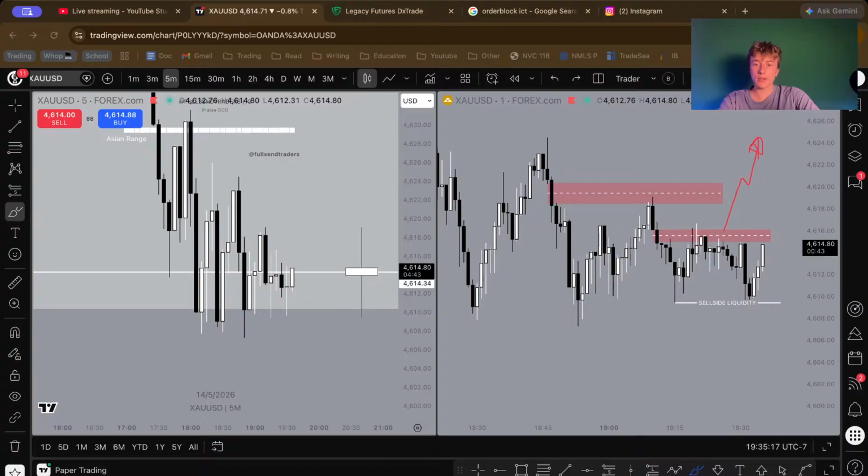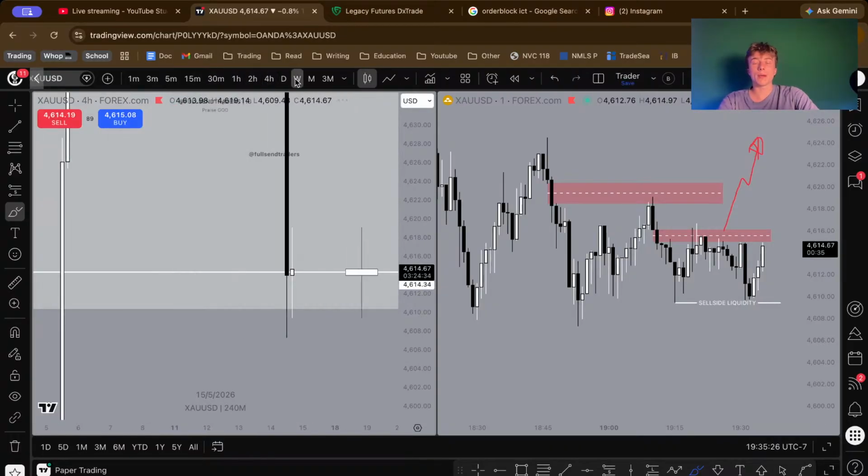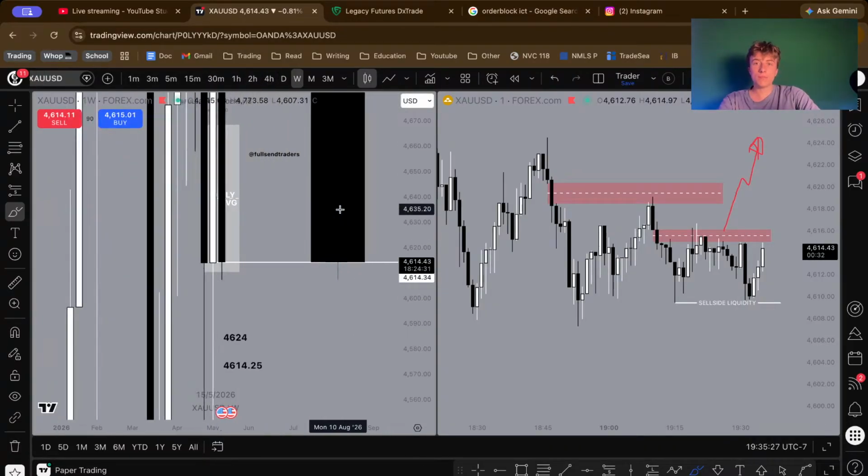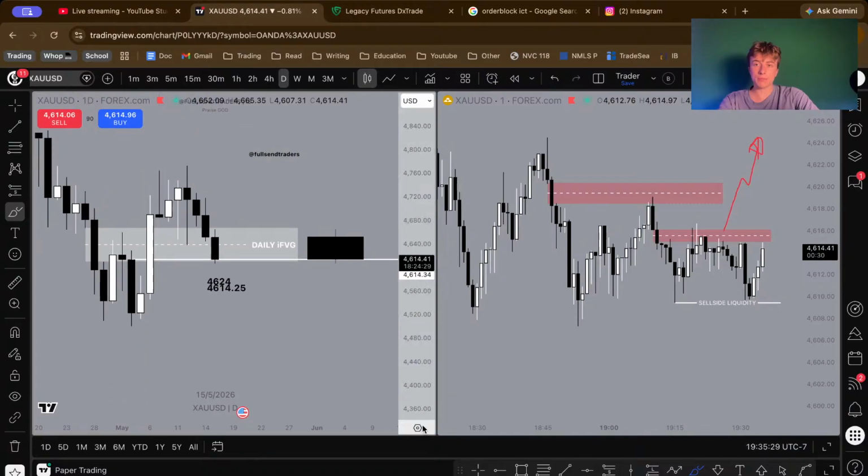Any trades yet? No, not yet. What time frame am I using? I use the 1 minute for execution. I use the higher time frame, like the daily and 4 hour, for my narrative. We're using the daily time frame.